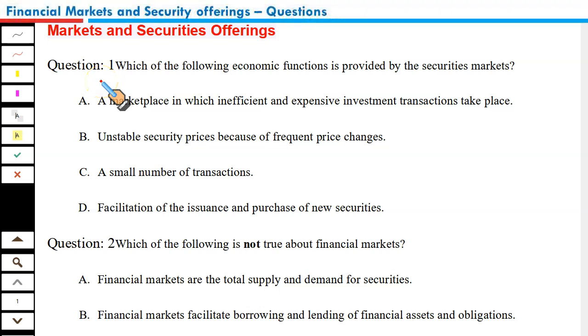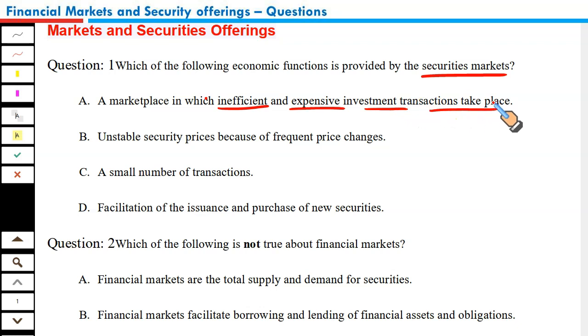Okay, so our next area is financial markets and types of securities. MCQs, this area was missing there. Which of the following economic functions is provided by the security markets? A marketplace in which efficient and inefficient and expensive investment transactions take place.